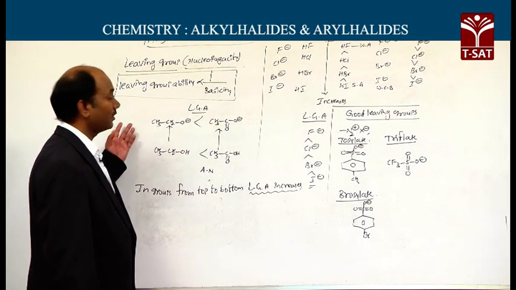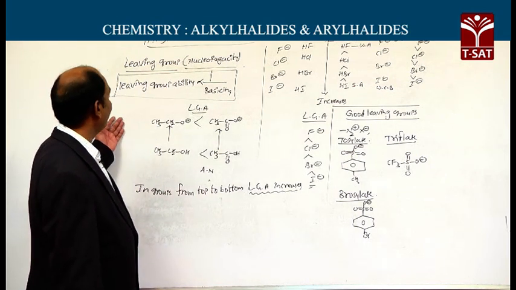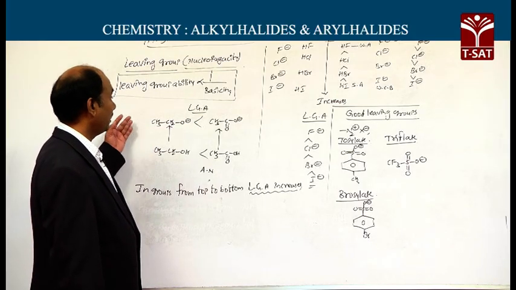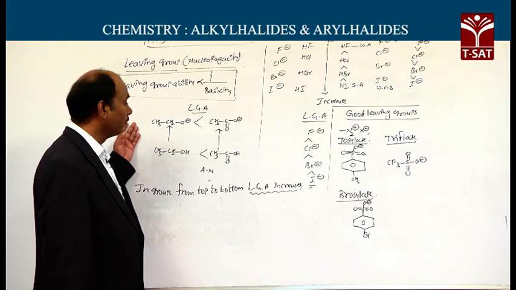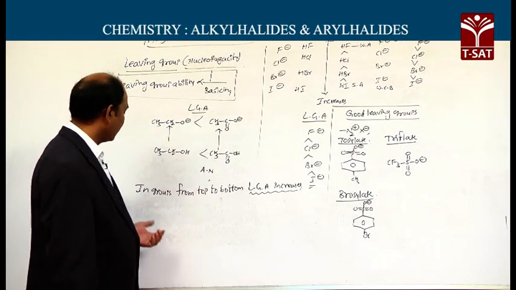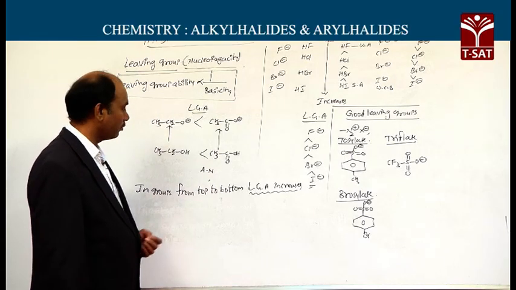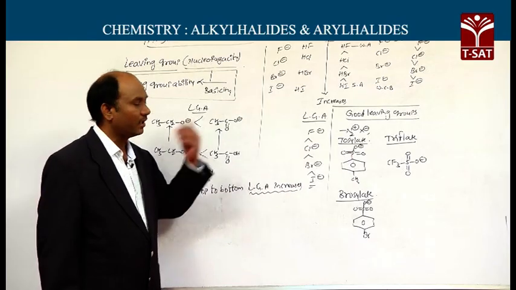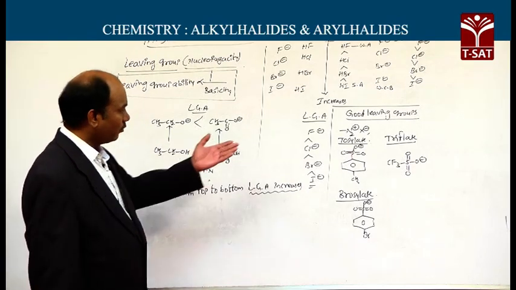Leaving group ability is nothing but nucleophugacity. Leaving group ability is inversely proportional to basicity. That means a weak base acts as a good leaving group. Here we compared ethoxide and acetate ion, and in groups from top to bottom leaving group ability increases. So how it increases we discussed here, and some good leaving groups.